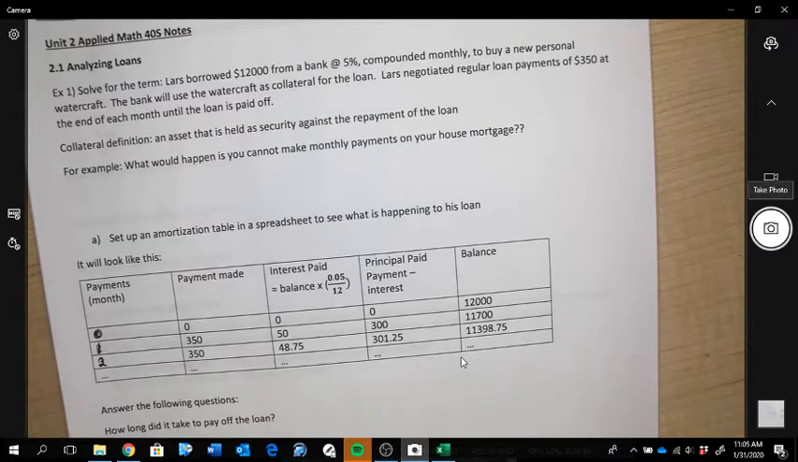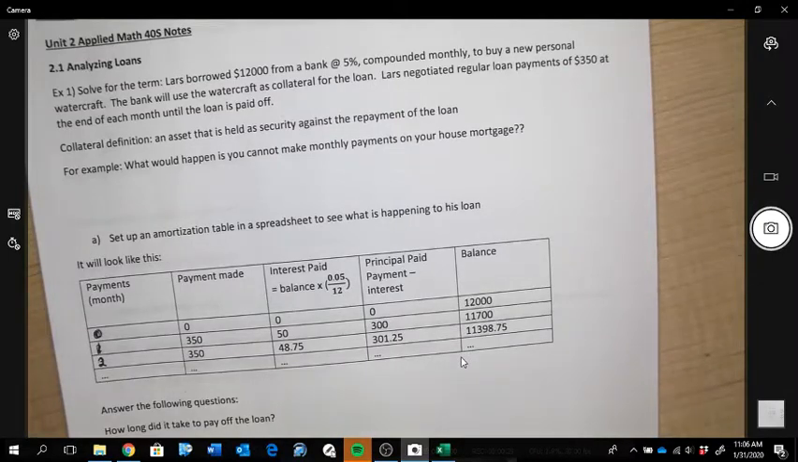Okay, we are going to talk about and analyze a loan. So here is what happened. There was a $12,000 loan borrowed from a bank at 5% interest compounded monthly to buy a personal watercraft. The bank will use the watercraft as collateral for the loan. Lars negotiated regular loan payments of $350 at the end of each month until the loan is paid off.